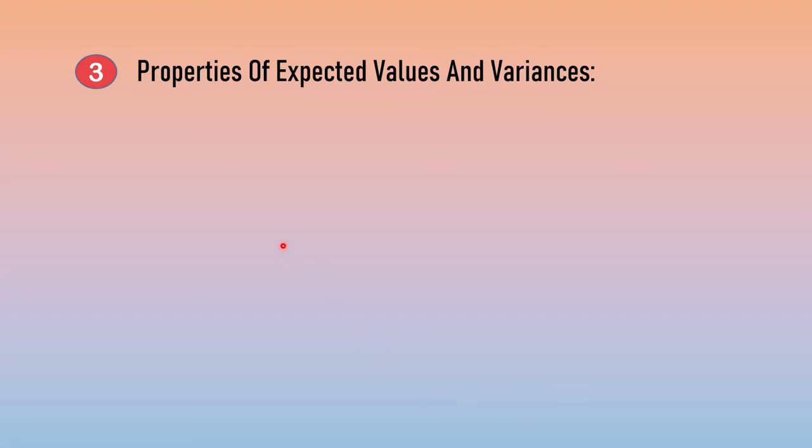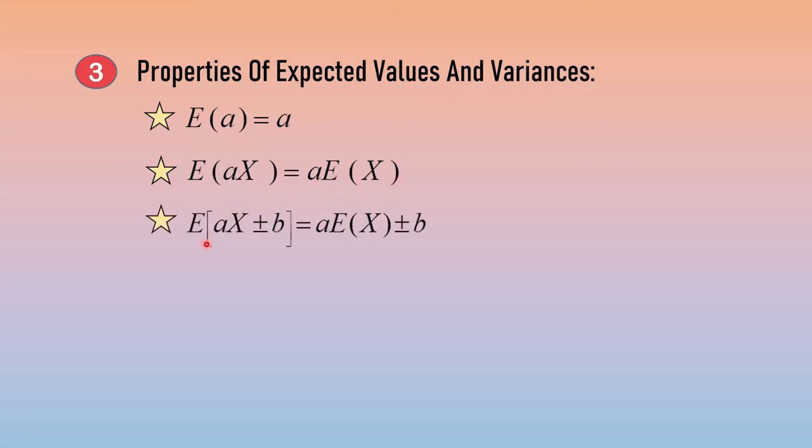Number three, properties of expected values and variance. Number one, the expected value for any constant a equals a. Expected value for aX is equal to a times E(X). Expected value for aX plus or minus b is equal to, we have to bring out a, times E(X) plus or minus b.